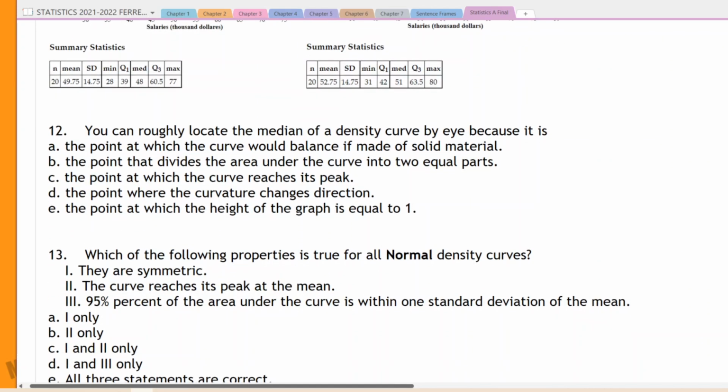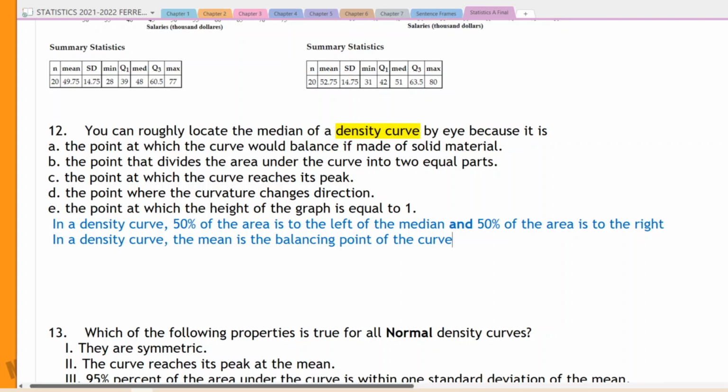So with that, we can go to number 12, which says you can roughly locate the median of a density curve by, because it is actually the area on the left and the area on the right are exactly equal to each other. That's the 50th percentile. In a density curve, the area is exactly equal to the proportion or probability. So in a density curve, 50% of the area is on the left, 50% of the area is on the right of the median.